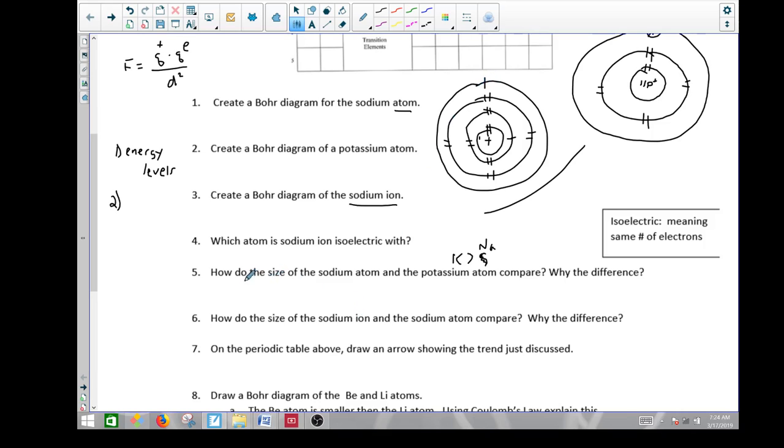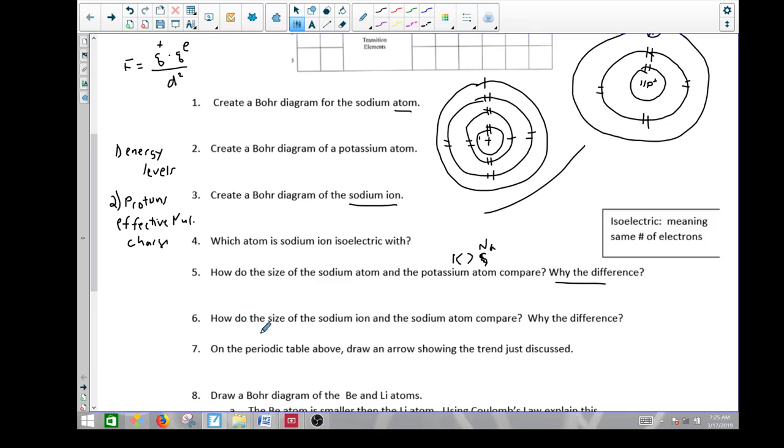So how does the size compare? We did that one already, energy levels. The second thing I look at is number of protons. Another name for this is effective nuclear charge. Now, you don't necessarily have to say that, but sometimes it's nice to know what that means.